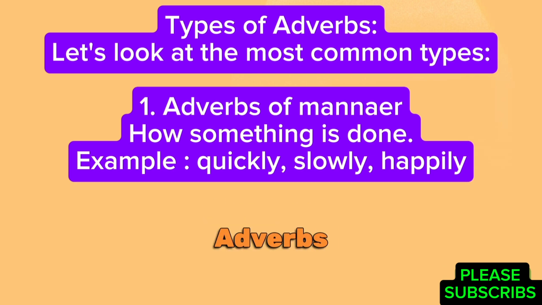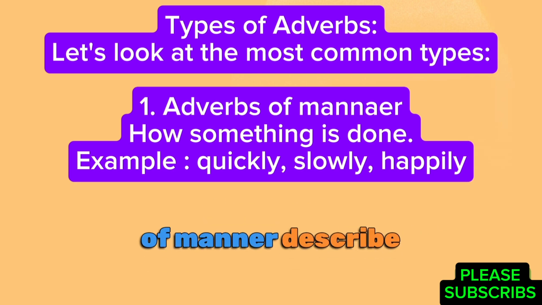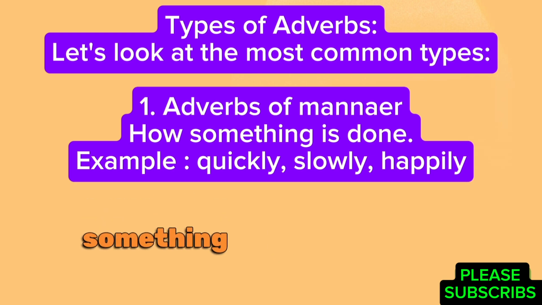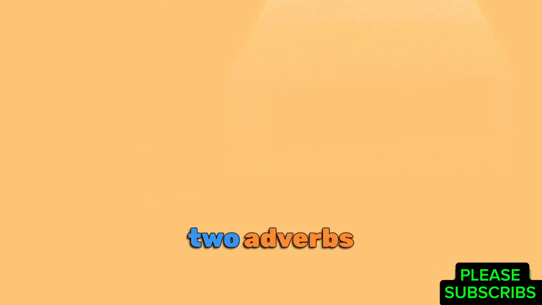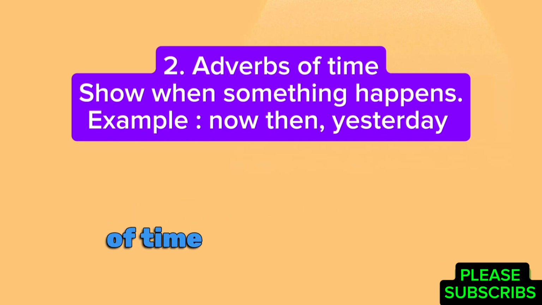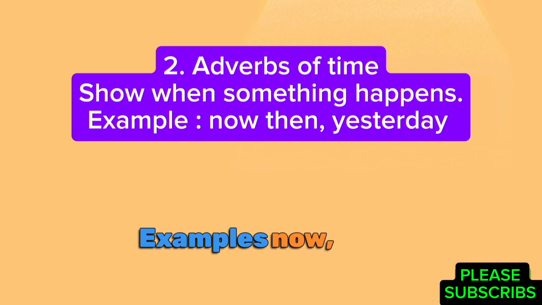Number 1. Adverbs of manner. They describe how something is done. Examples: quickly, slowly, happily. Number 2. Adverbs of time. They show when something happens. Examples: now, then, yesterday.